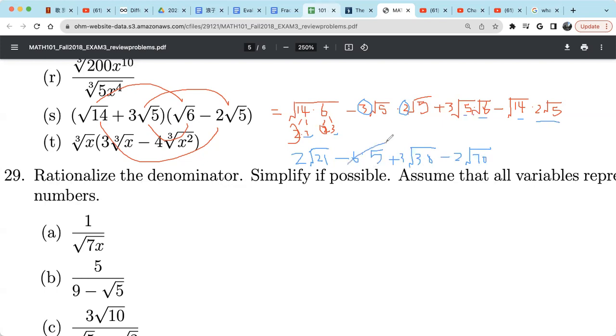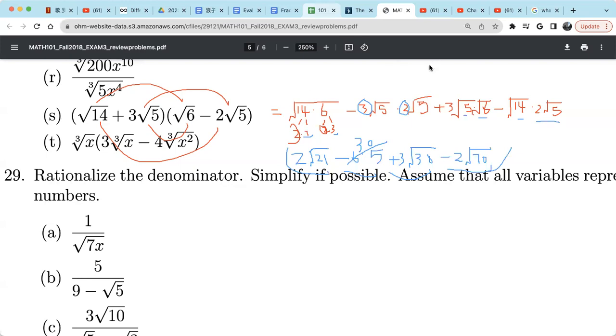So 5 times 6, that's 30. This one can be simplified. And then nothing else can be simplified. We have 4 terms. We have 2 square root 21 minus 30 plus 3 radical 30. Right. The minus 2 times the square root of 70. So this is the answer for S.